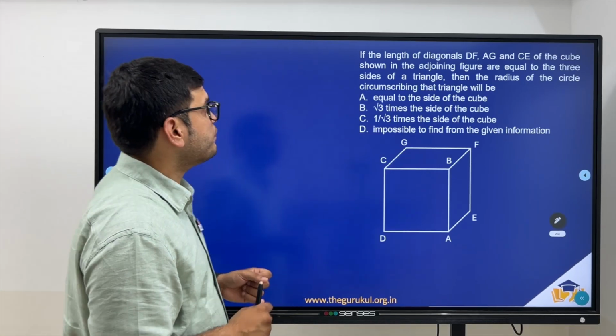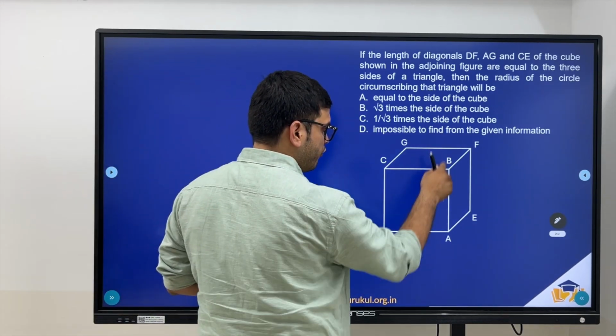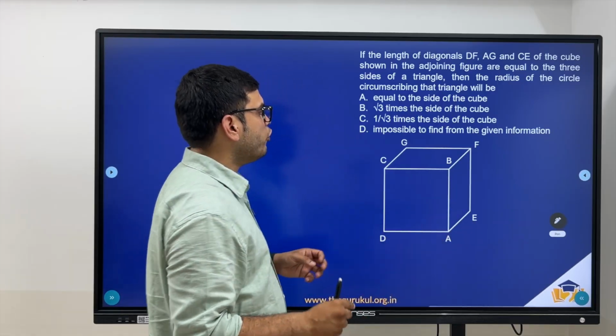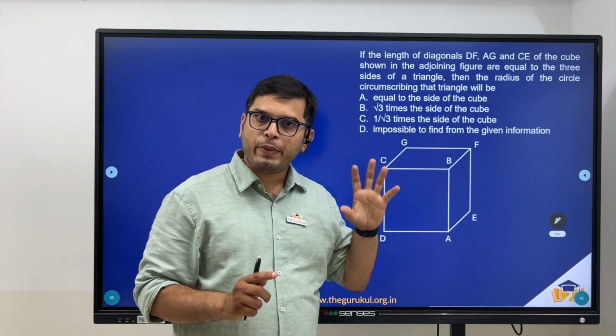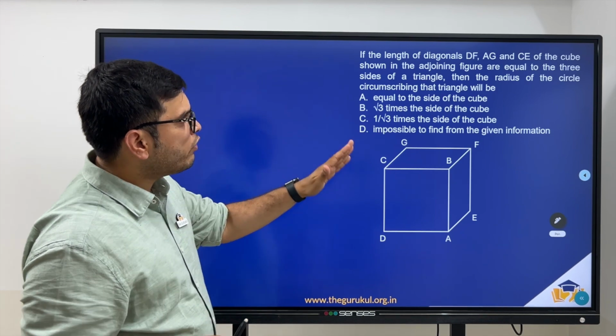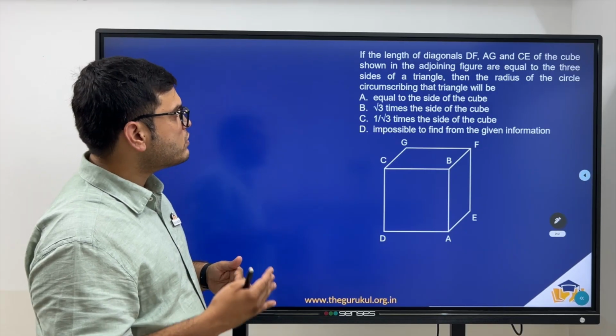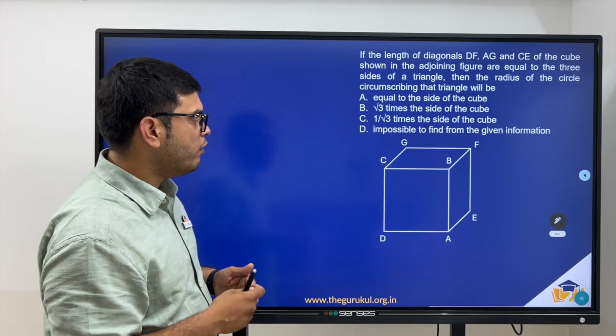Now coming to the last question. If the lengths of the diagonals DF, AG and CE of the cube, so these three diagonals are called space diagonals, right? Of the cube shown in the adjoining figure are equal to three sides of a triangle, then the radius of the circle circumscribing the triangle will be.